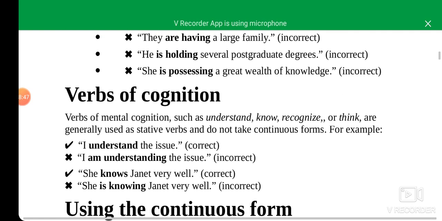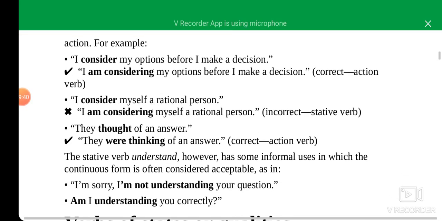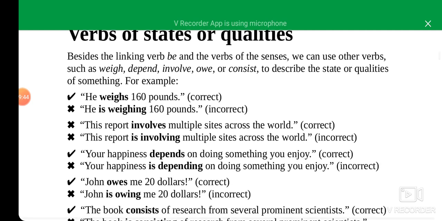That's also incorrect. Now coming ahead, there are verbs of cognition. Cognition means something related to your mental cognitive domain, where your thinking takes place in your mind. There you understand, you know, you recognize things, you also think about things. These are also verbs that function as stative. They don't show any action. So you can say, I understand the issue, instead of saying I am understanding the issue. She knows Janet very well. She is knowing Janet very well. That's incorrect. I hope you have understood the use of cognitive verbs and also the use of verbs of possession.